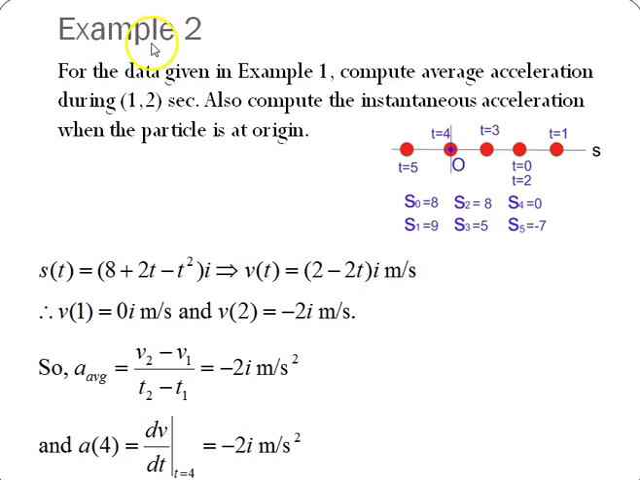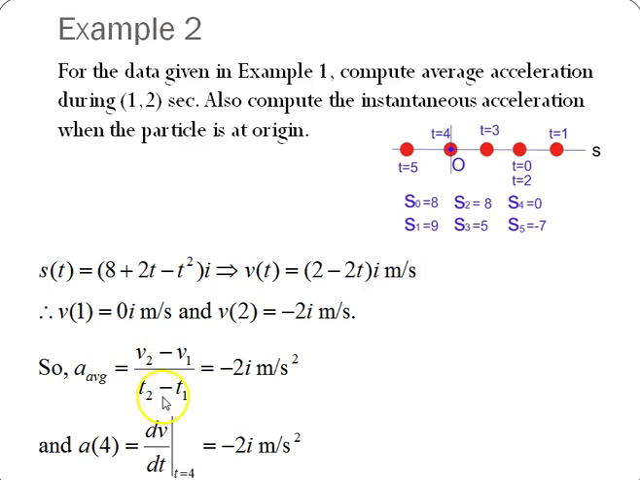In the second example, we try to find what is the average acceleration during time t is equal to 1 to t is equal to 2 in the previous case, and also what is the instantaneous acceleration when the particle is at origin. Okay, we see that the particle is at origin at t is equal to 4. At 4 seconds the particle is at origin. So we have a curve which is fit between s and t. We differentiate that, you get velocity. Evaluate what is velocity at time instant 1. Evaluate what is velocity at time instant 2.